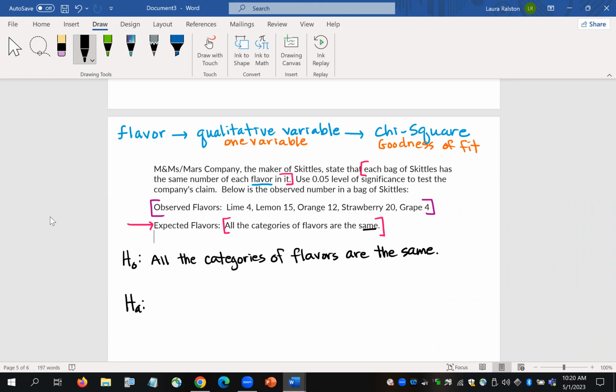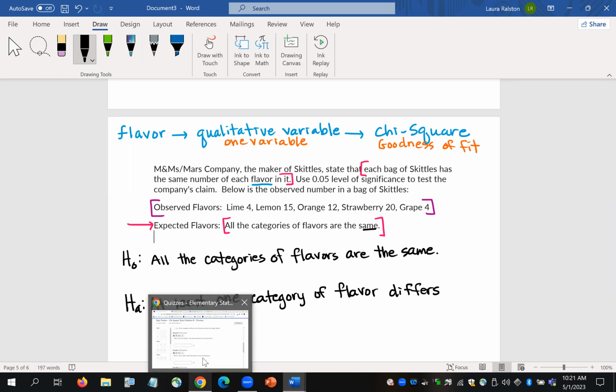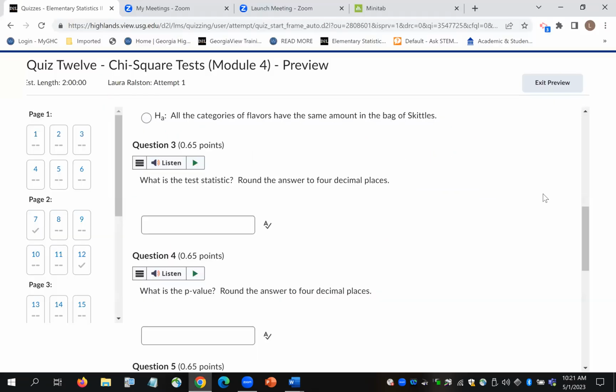And my alternative would be that at least one category of flavor differs. Now, I could have said all the categories of flavors are not the same. There's different ways to say it. I'm going to toggle back over to the question and see how they had it worded.